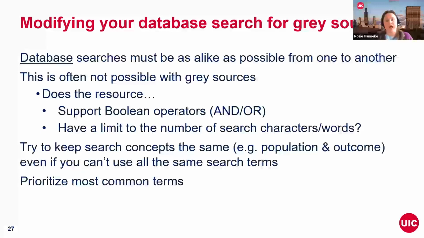And as much as possible, you want to try to keep your search concepts the same. That would be the population, intervention, the outcome of interest, approach of interest, etc., even if you can't use the entire same search string. One of the most common barriers we'll run into is that there's a limit and the searches have to be much shorter, many fewer characters when compared to a library database. So you want to prioritize the most common terms from your search. What's the most likely to retrieve results?